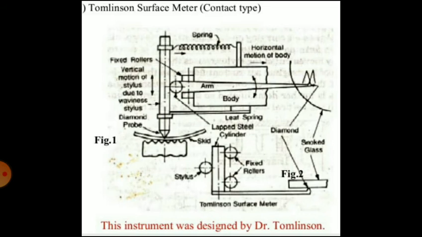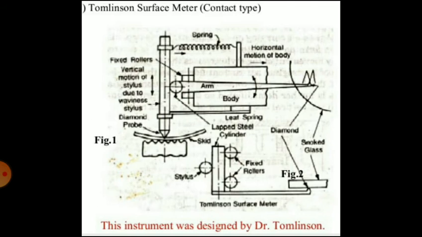The lap cylinder is supported on one side by a probe and on the other side by fixed rollers. So you can see this in figure number 1. A light spring steel arm is attached to the lap steel cylinder. The arm carries a diamond scriber at its tip, which rests against a smoked glass.